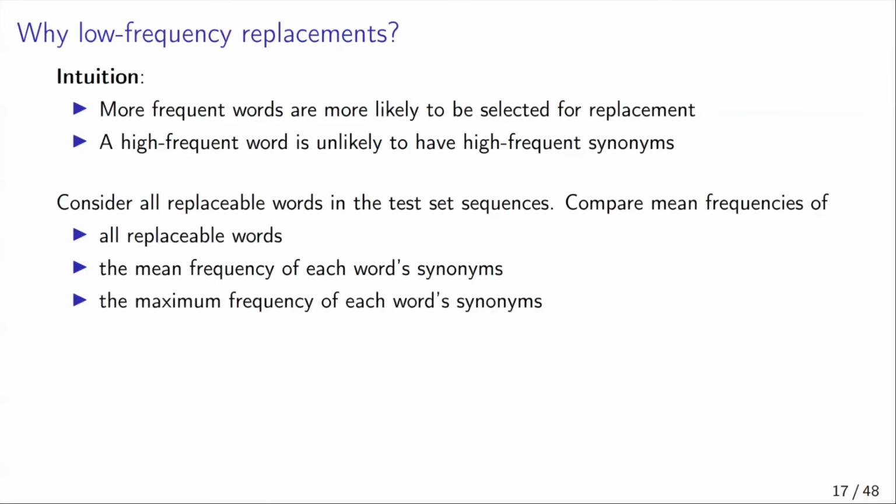And as an upper bound, we can also use the maximum frequency of each word's synonyms. And then we can just see how these frequency values differ to see whether we would potentially be able to replace words with more frequent words, given the synonym corpora that we have at hand.